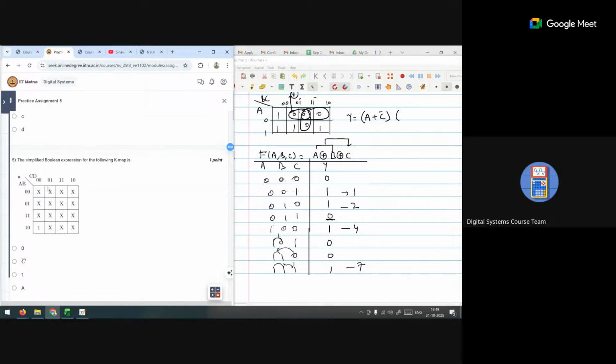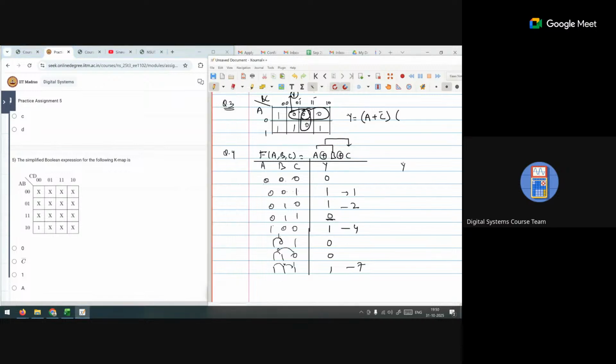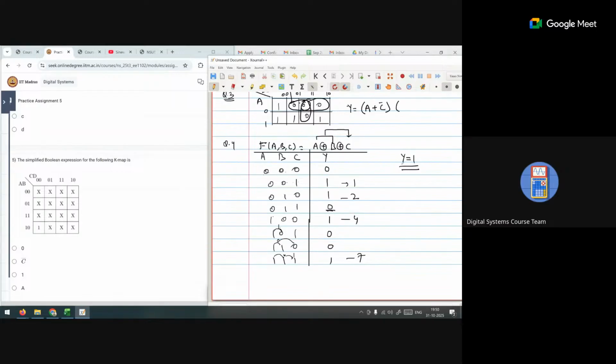Okay, now you can see here 1 is the term and the remaining are don't care conditions. So you can create a group of 16. If a group of 16 is possible, that means the term contains 0 variables, or output Y is directly 1. If you remember, in the previous class we discussed that in a 4 variable K-map, if a group of 16 is possible, then Y is 1. Okay, simplified, Y is 1.